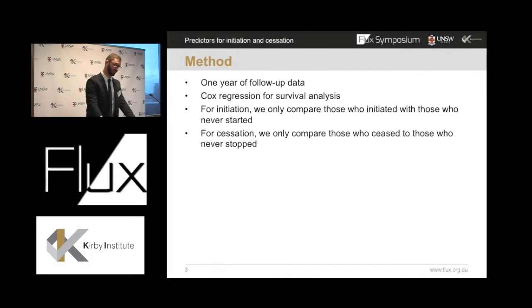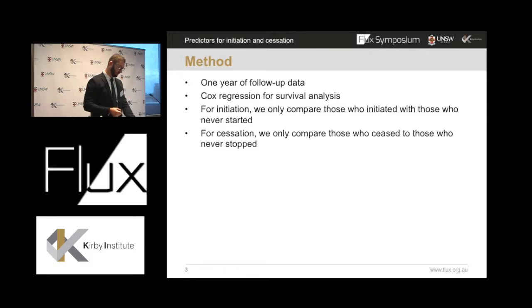Unlike the analysis in the previous session that only used cross-sectional baseline data, the data from this analysis comes from 1 year of follow-up. There are many benefits with the longitudinal data. In the context of drug use among gay men, we can now look at what has changed in our participants' lives, track their patterns of use, and as you will see in this presentation, look at the predictive factors associated with the initiation and cessation.